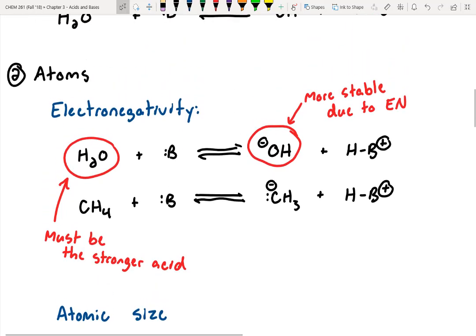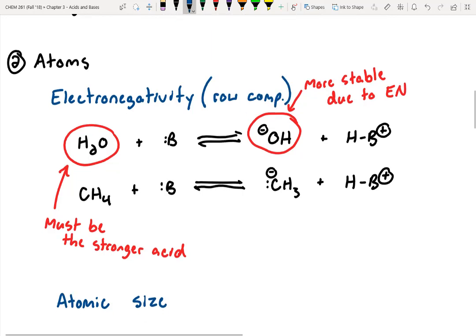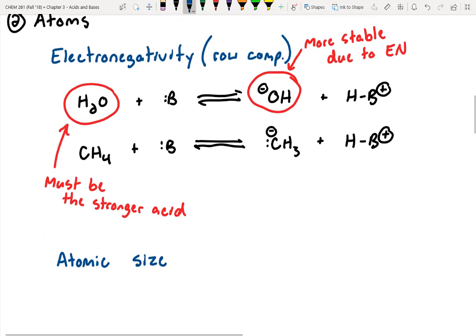All right, if we think about electronegativity, does it increase as we go left to right or right to left along a row? It increases as you go right. So really with electronegativity, that's when you're comparing 2 atoms that are in rows. So I'd say row comparison. Atomic size is a bit different. That's when you're going up and down a column.